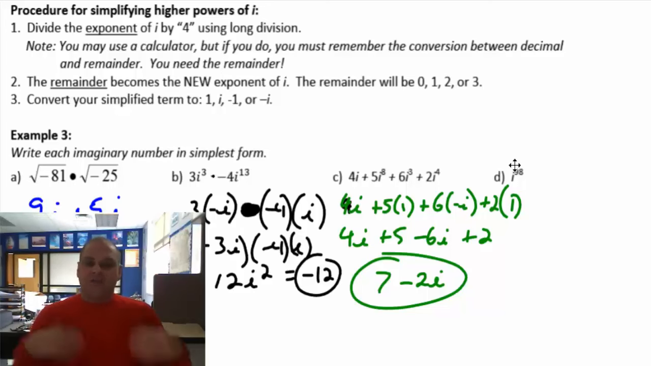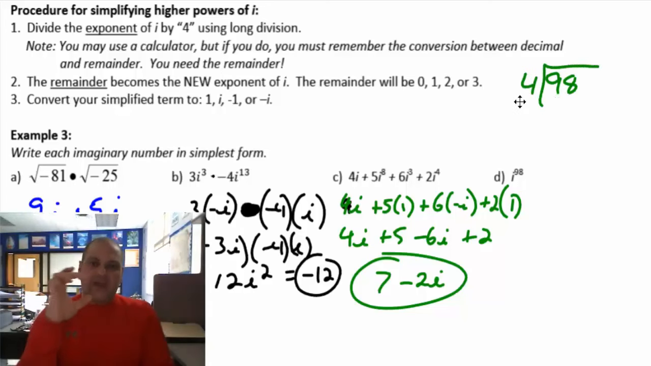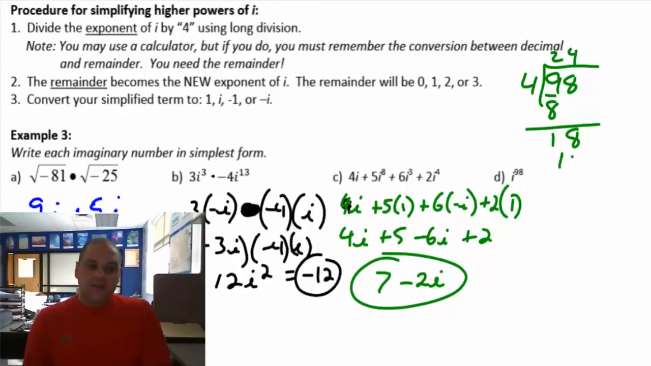Now, i to the 98th, you got options. You can either count 1, i, negative 1, negative i, 1, i, negative 1, negative i, all the way up to 98. Or, here is the shortcut. Take the exponent, 98, divide it out by 4, because the pattern repeats every block of 4. Divide by 4, long division. We know long division, right? 4 goes into 9 twice. Subtract. 4 goes into 18 4 times, and we subtract with a remainder of 2.